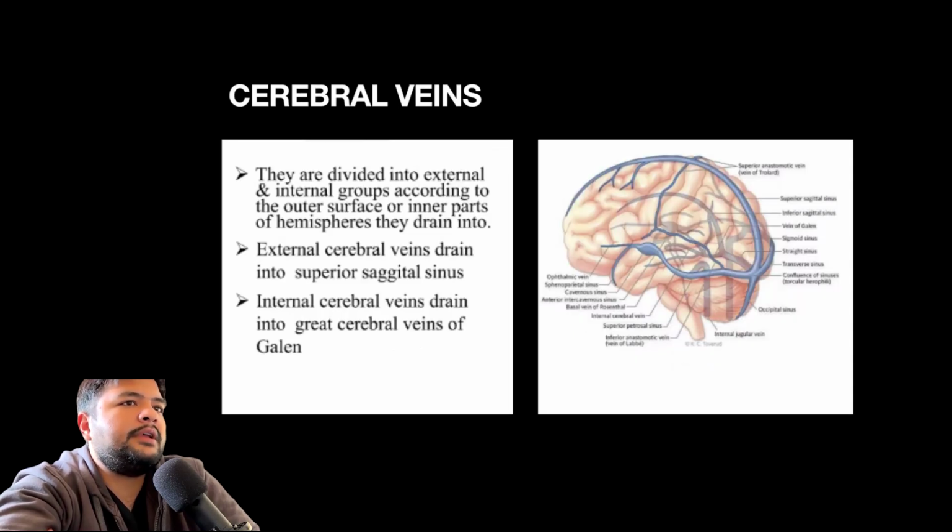Coming to the cerebral veins, these are divided into external and internal groups according to the outer surface or the inner parts of the hemisphere they drain. External cerebral veins drain into the superior sagittal sinus.